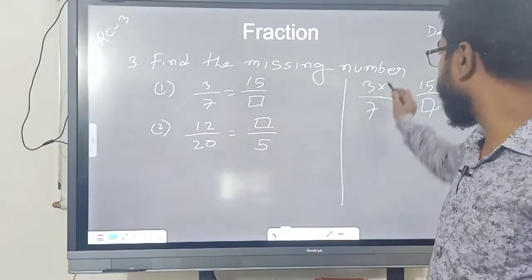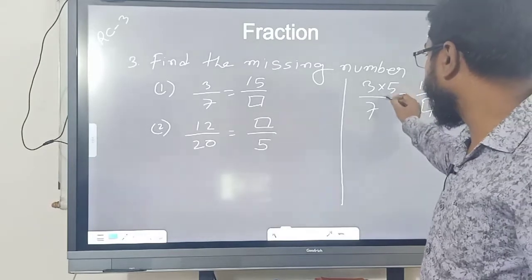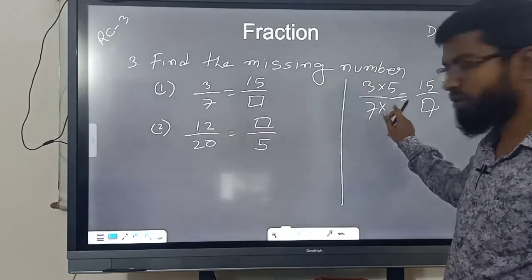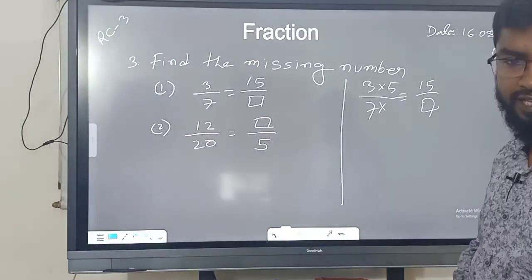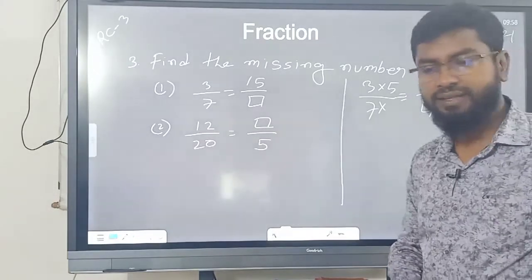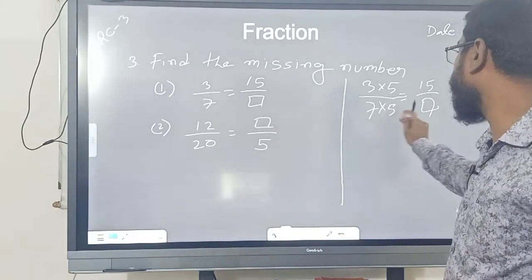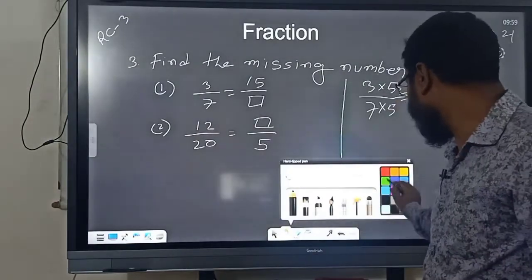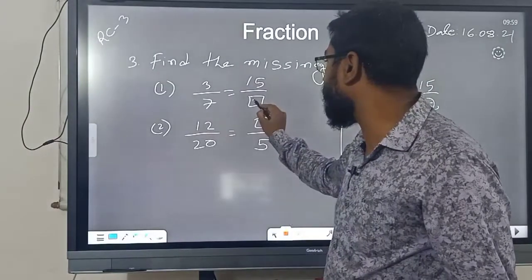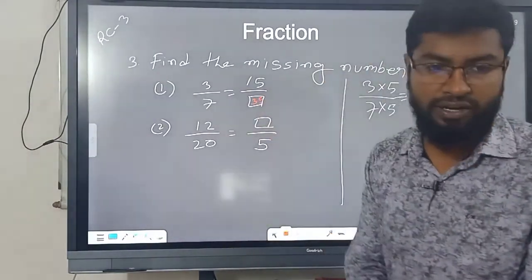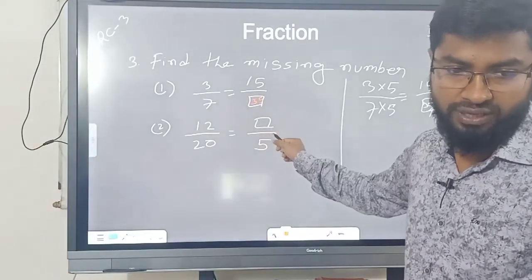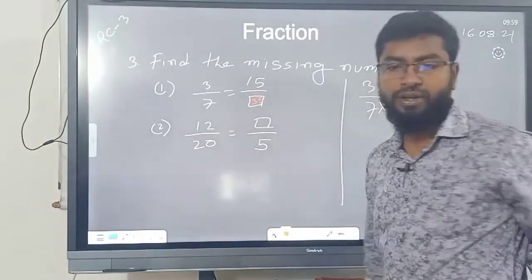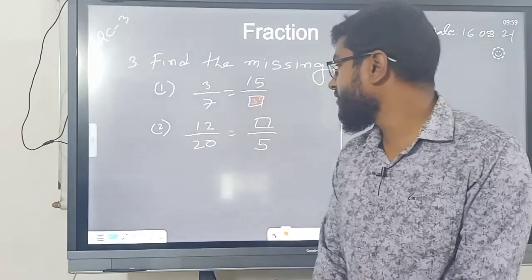5. So according to the fraction rules, what will I multiply with 7? 5. Exactly 5. So 7 fives are 35. So our answer in the blank will be 35. Have you understood? Can you see 35? Yes, sir. Now do this one and tell me what will be in the blank.